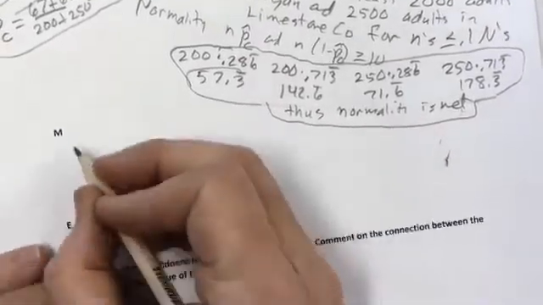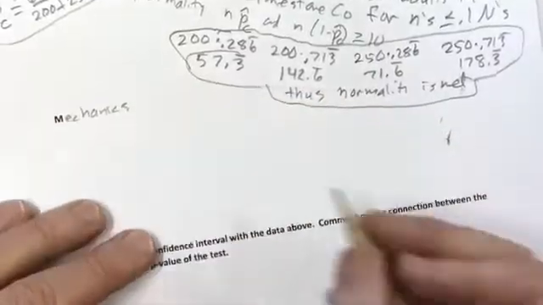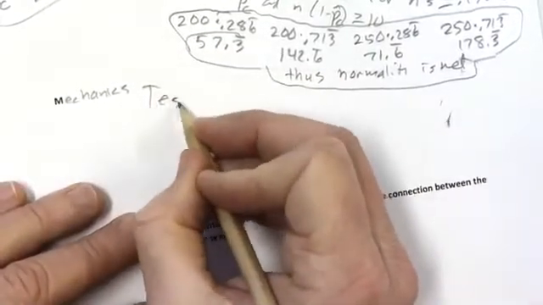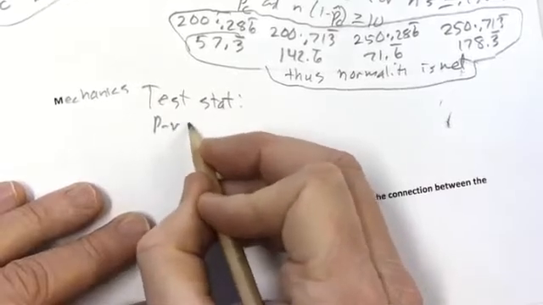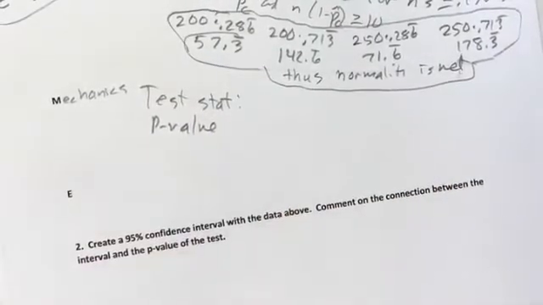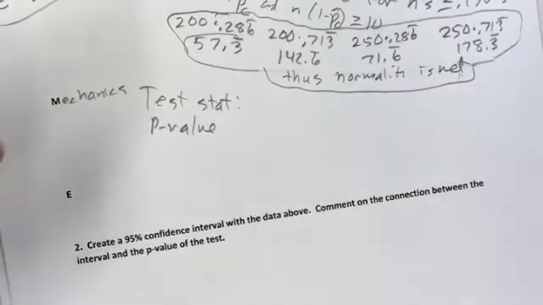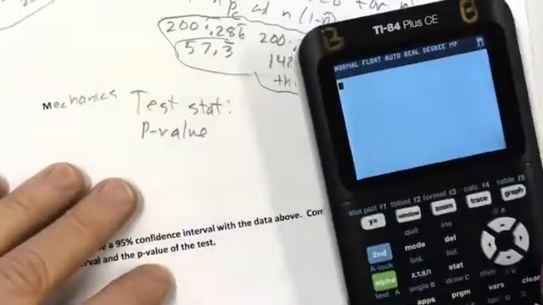So now we'll do our mechanics. Similar to the last section, we need a test stat and we need a p-value. And we can use our calculator. I'm going to show you in a minute how to do it by hand, and you need to understand that, but more importantly, you have to be able to do the assumptions and the ending. So let's just use our calculator. You can always use your calculator.